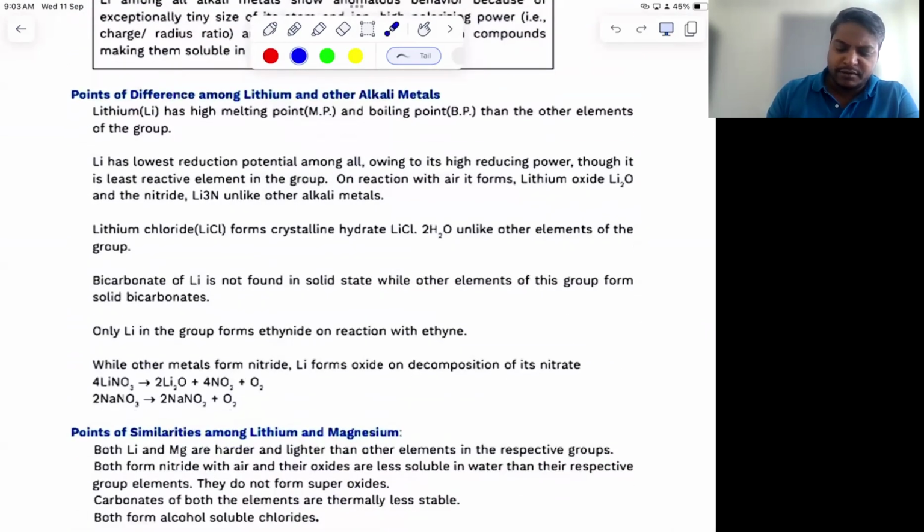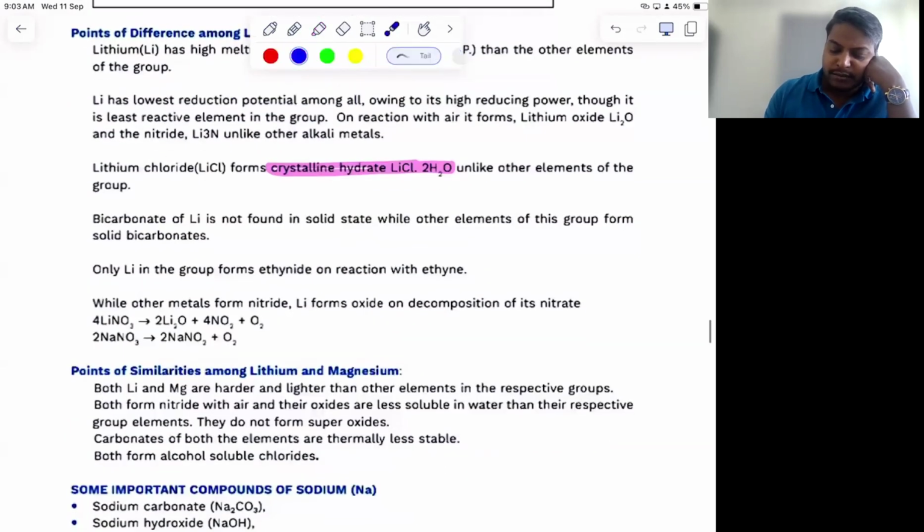Now the anomalous behavior. You will notice that lithium has a high melting point and high boiling point compared to the other elements. It will form only oxide and nitride, unlike other metals. It will crystallize as a hydrate, LiCl·2H2O, unlike other elements. Bicarbonates of lithium are not found in the solid state. You can see the balanced reaction which I wrote here. This is how it decomposes when it comes to nitrates, while other metals decompose in this manner.